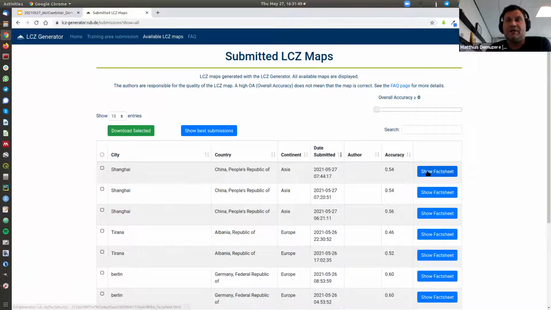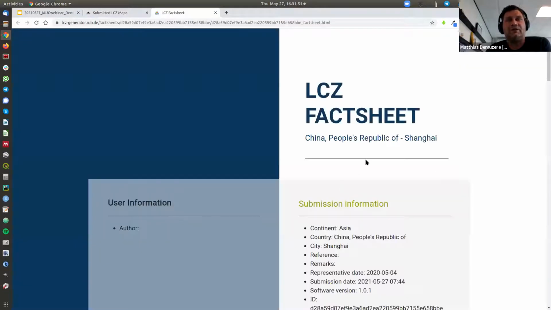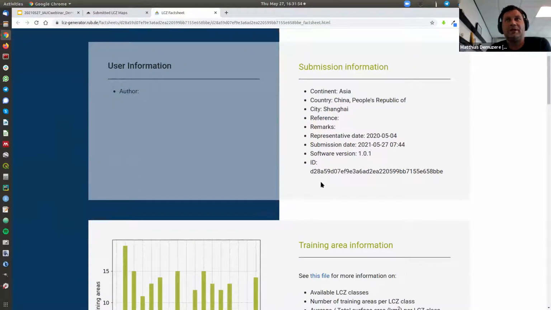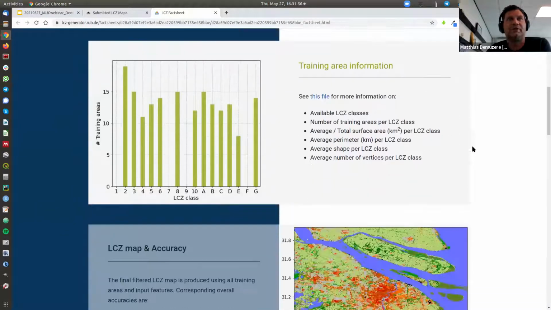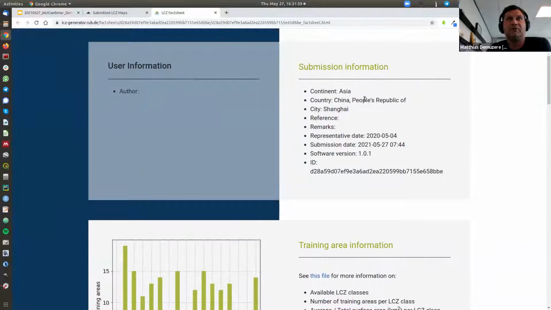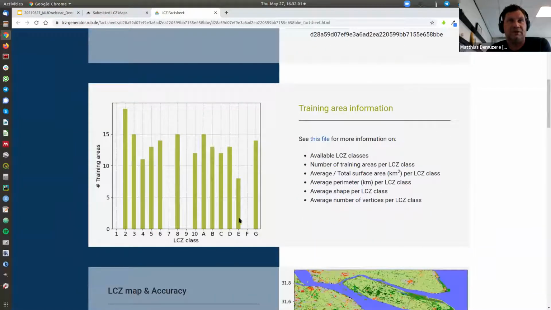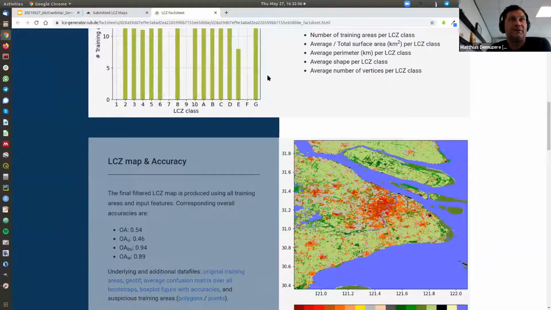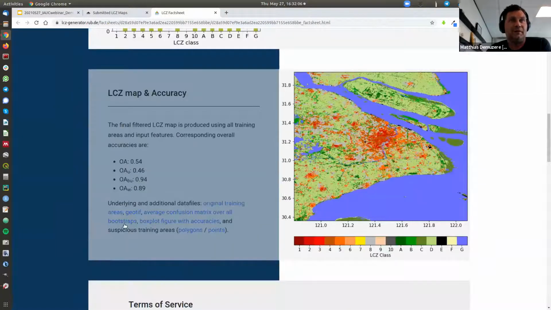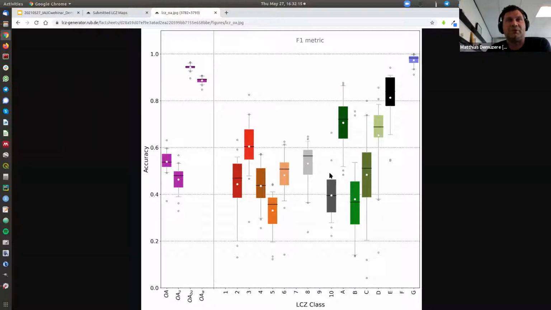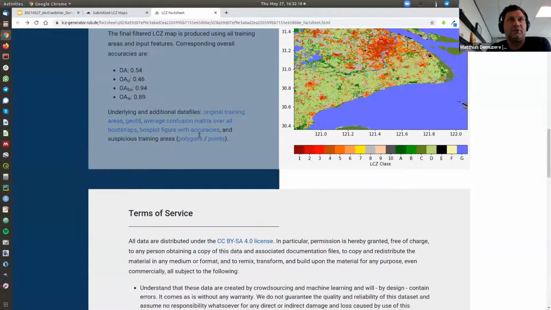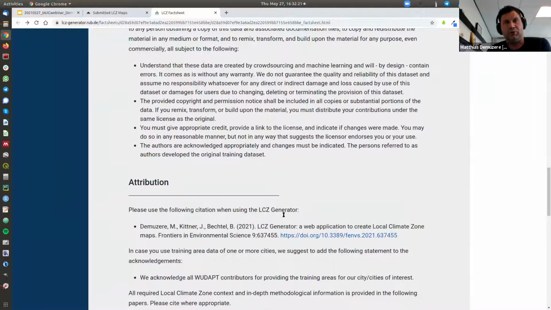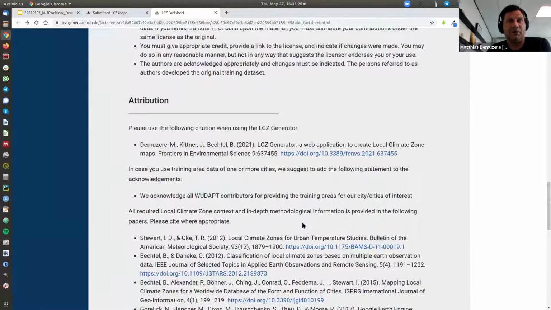And so every submission has a fact sheet. You can have a look at the fact sheet. It basically condenses all the information that was provided to perform this classification. So there's the user information, submission information, details on the training areas with links to files that are behind it. There's the LCZ map and its accuracies, and there are a lot more links you can check here, for example, with a more detailed assessment of the accuracy using these box plots. Then at the end, there's the terms of service and the attribution section guiding you on how to properly cite all the information in here.